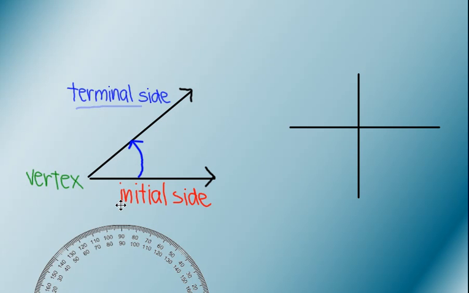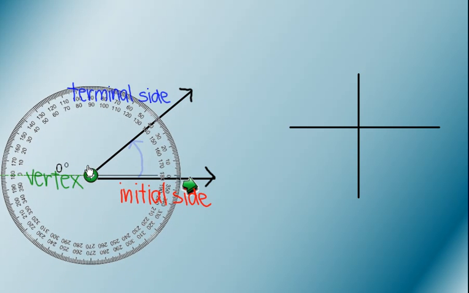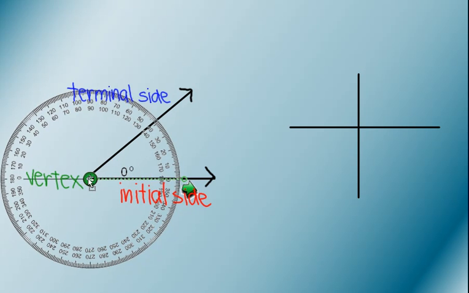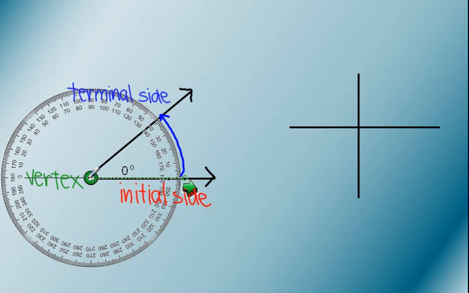Now when you want to measure, you're just going to grab your protractor, set it up so that the middle is right there on the vertex, and then you're just going to follow along and just read right up. So here, this angle, 41 degrees.